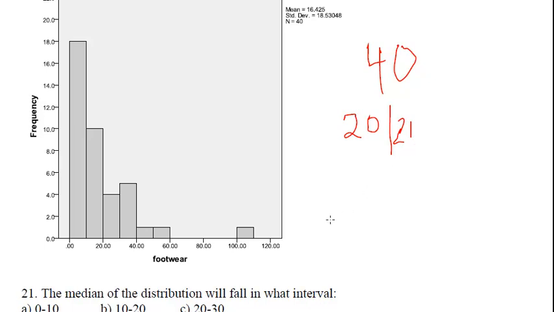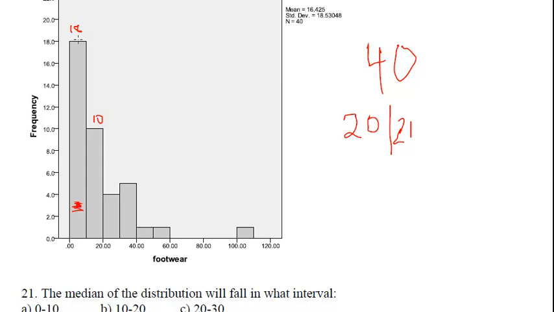Now I don't have the data in front of me, but I have this histogram. Whenever you have either a histogram or a frequency table, you have to take into consideration the frequency. So I have 18 people that had between 0 and 10 shoes, and the next 10 students had between 10 and 20. So I want to find that 20th observation and that 21st.